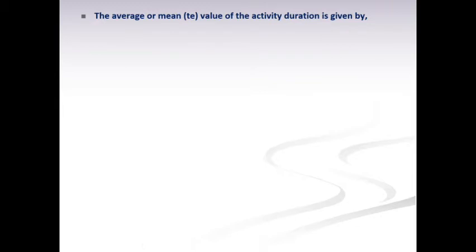So the estimated time, that is the average or mean value of an activity duration, is given by this formula, that is TE is equal to (TO plus 4TM plus TP) by 6. Here TO is optimistic time, TM is most likely time, and TP is pessimistic time.